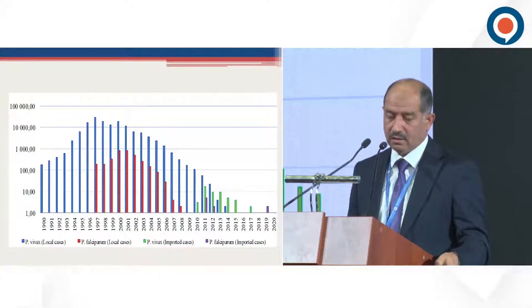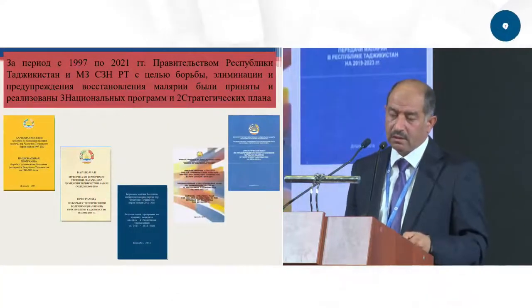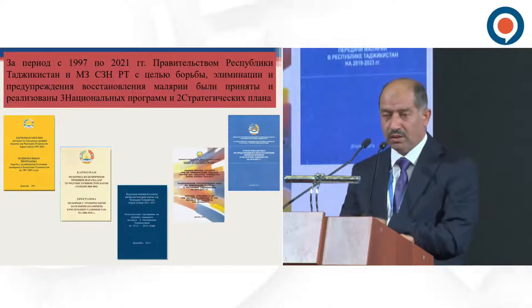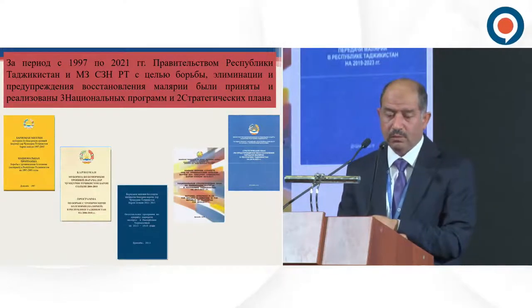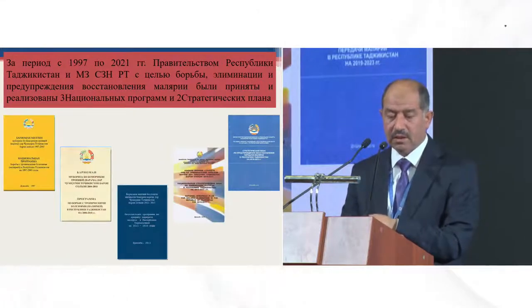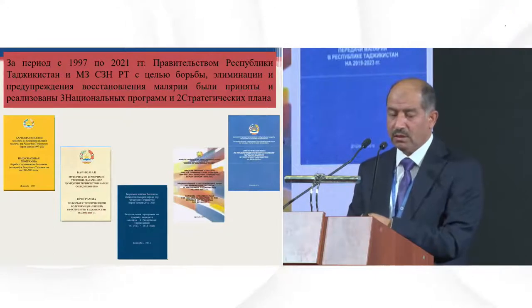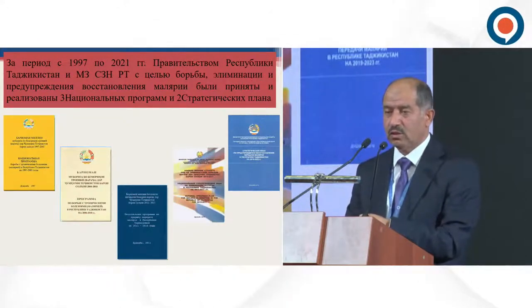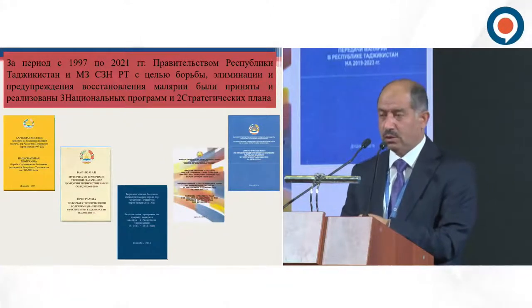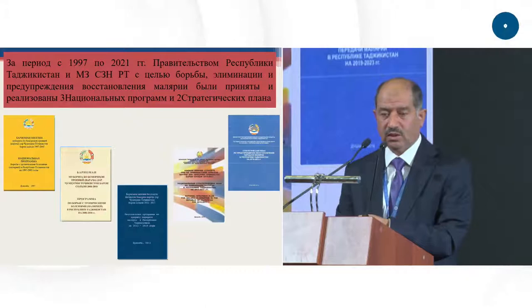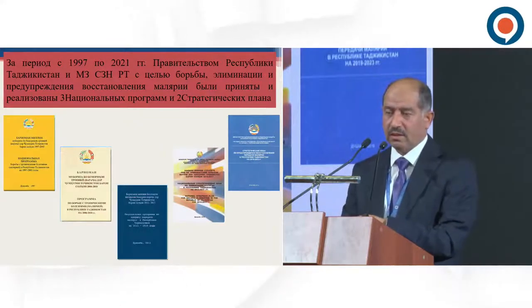And this progress was made due to the programs that we adopted back in 1997 and that extended to 2010 and 2015. So in general, we adopted three programs on the fight against the spread of malaria. And we adopted two strategic plans in the Republic of Tajikistan. The first one dates back to 2015 and 2017. And as of today, the Republic implements the next strategic plan on prevention of malaria in Tajikistan, and it'll be active up to 2023.